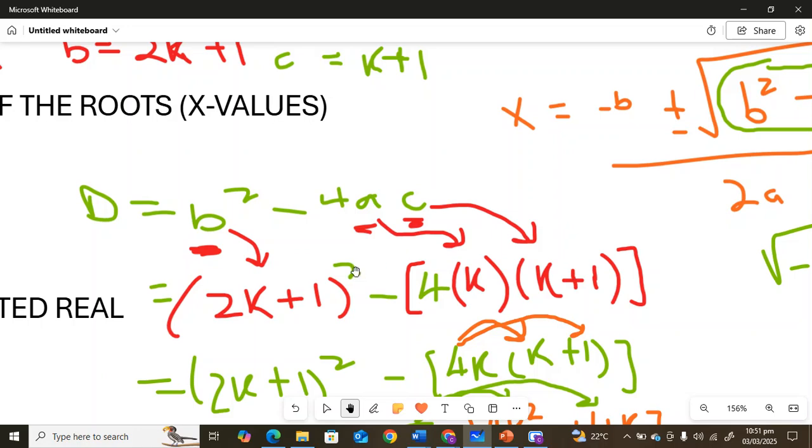This squared is coming from, this is the one you're talking about, right? It's part of the formula for the discriminant. Discriminant is b squared.